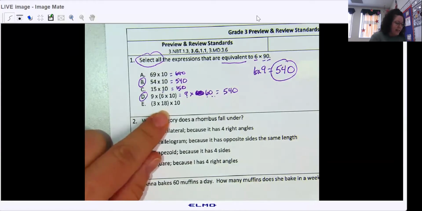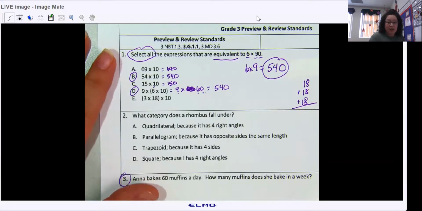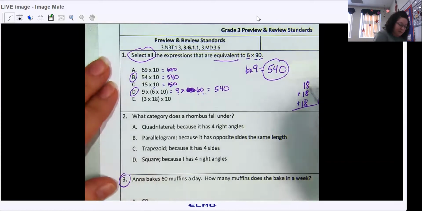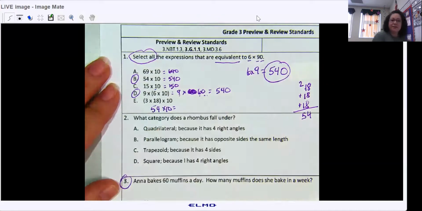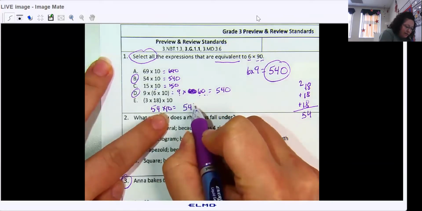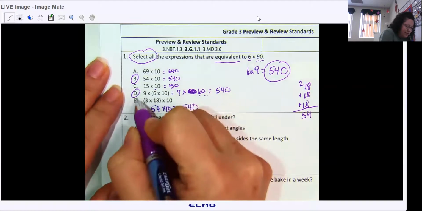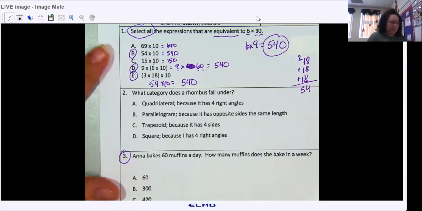3 times 18. How are we going to do that? We could say 18 plus 18 plus 18, because remember, multiplication is repeated addition. 8 plus 8 is 16, plus 8 is 24. 2, 3, 4, 54. So it's 54 times 10. So 54 times 1 is 54, add my 0. So that's another yes. We've taught you all those little tricks.